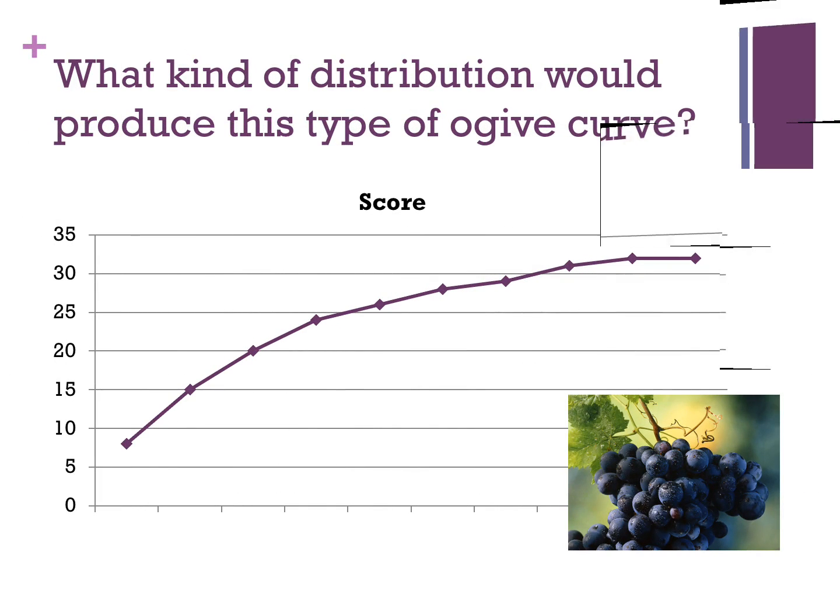Try to picture in your mind's eye what kind of frequency polygon would produce a cumulative or ogive curve like this one.